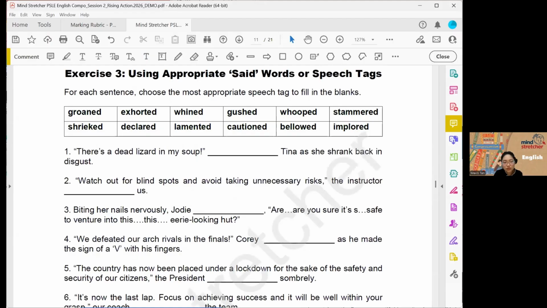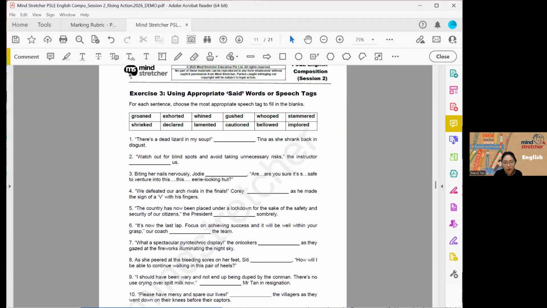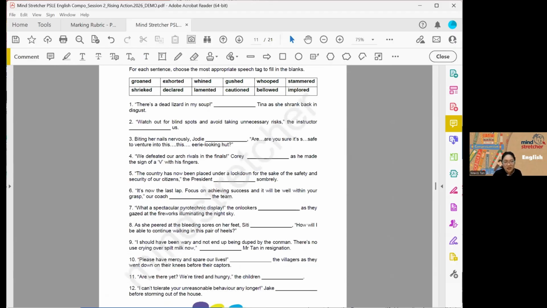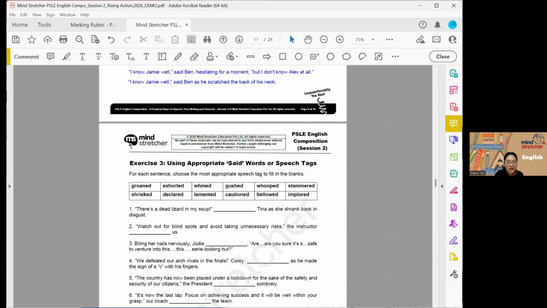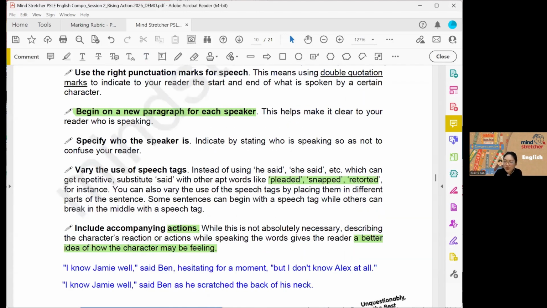So let me give you 3 minutes. If you have done this already, no problem. You can see if you can offer alternative dialogue text, okay? So everybody, for the next 3 minutes, look at the fill in the blanks. What are some suitable words to use for that particular sentence?